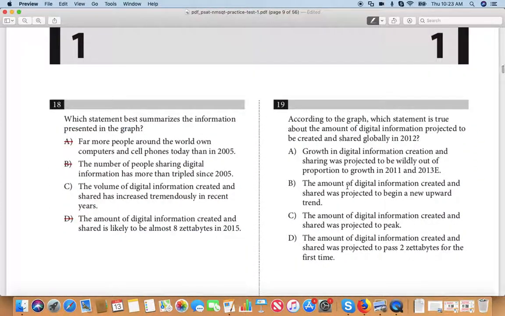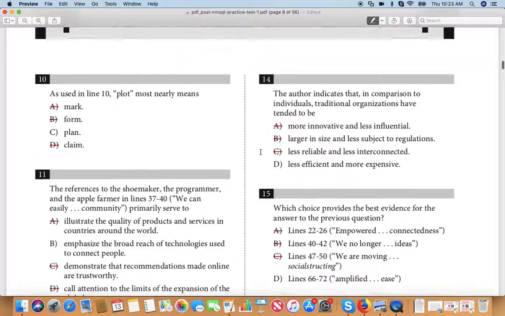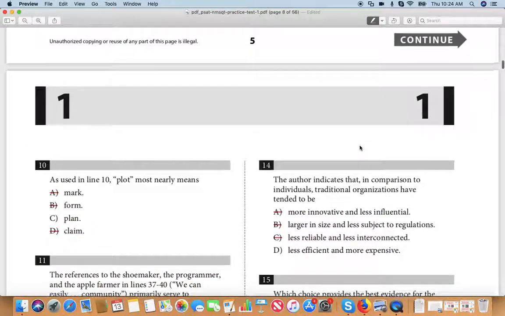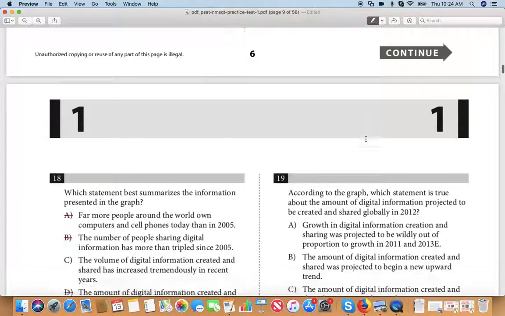So go ahead and read answer choice A. See which is a true statement. Growth in digital information and sharing was projected to be wildly out of proportion to growth in 2011 and 2013. Okay. Was growth in digital information creation and sharing projected to be wildly out of proportion to growth in 2011 and 2013? I wouldn't say so. Here's 2012, and it's very much in line. Yeah, 2014 and 15 are the ones. Although I wouldn't say those are out of proportion. I mean, they're increasing, but wildly out of proportion? I wouldn't say so. Yeah, answer choice A is no bueno.